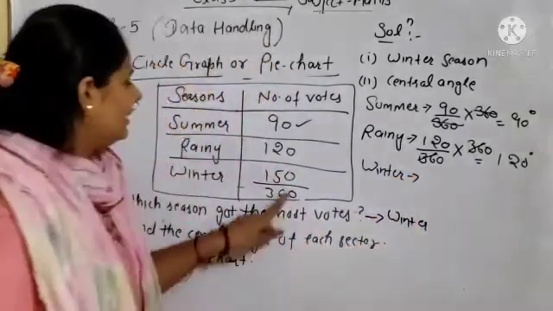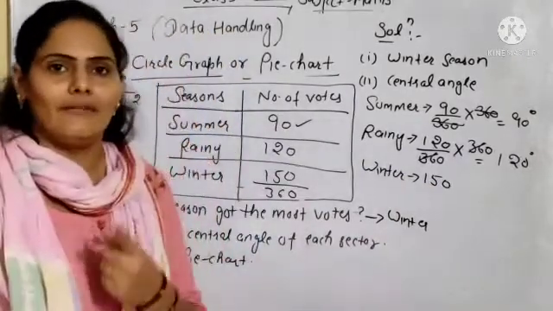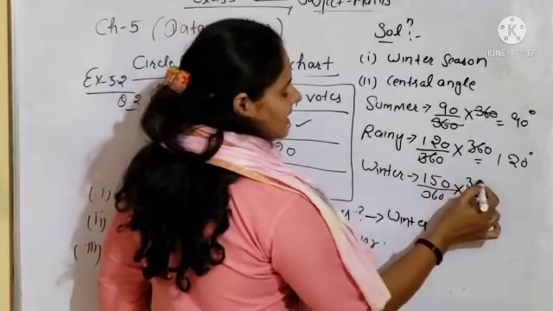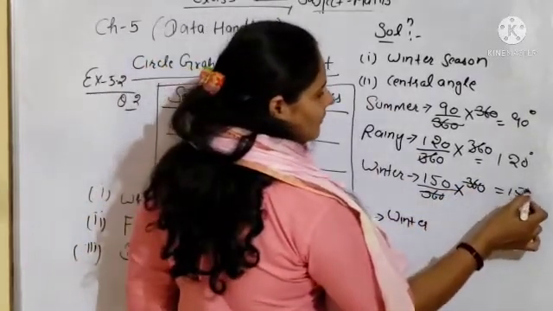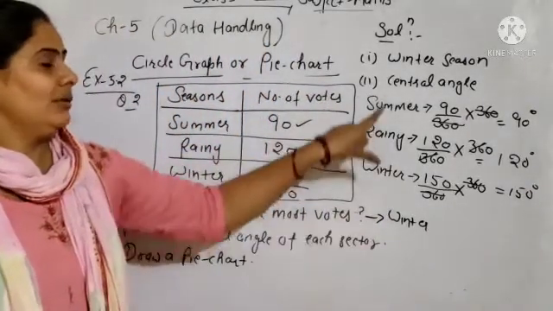So winter के लिए total number of votes are 150. विंटर को कितने वोट्स मिले हैं 150 और टोटल वोट्स कितने हैं 360 और एंगल कितने का बनाएगा तो सेंट्रल एंगल, कंप्लीट एंगल, it will be 360. So you can cancel out, so it will be 150 degree. Is it clear? So this is the central angle of each sector.